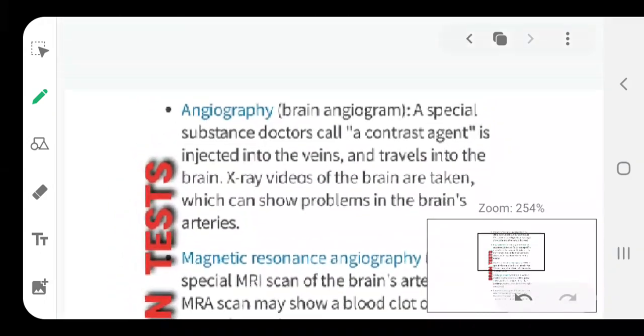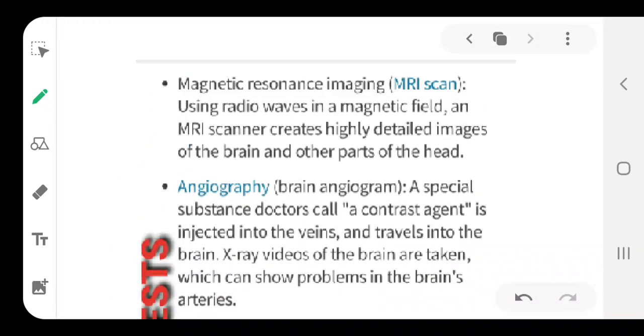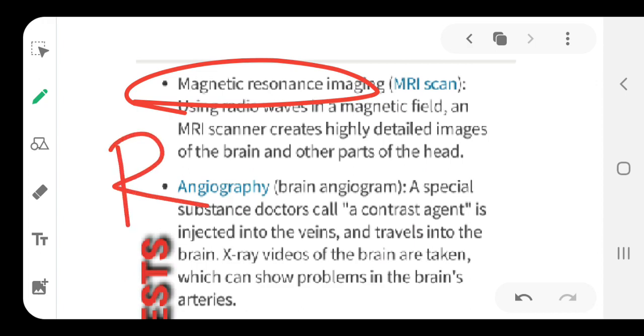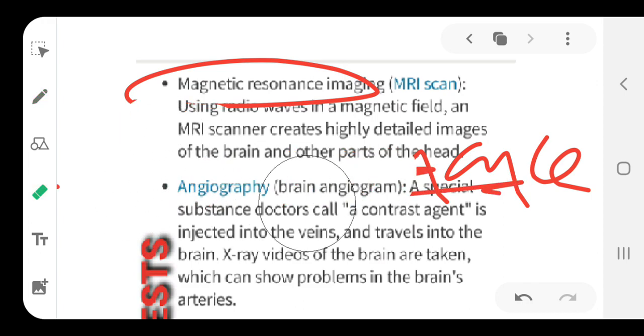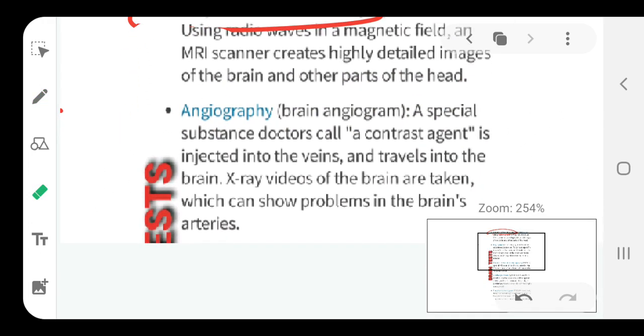Since we have diseases of the brain, we should know how we test for them, how we know that the brain has a particular infection. You should know some names. One is called the MRI scan, magnetic resonance imaging. That is the technique by which we know which part of the brain has some infection or problem.